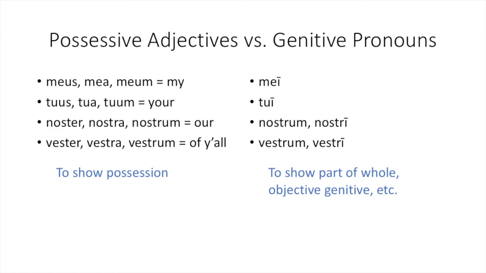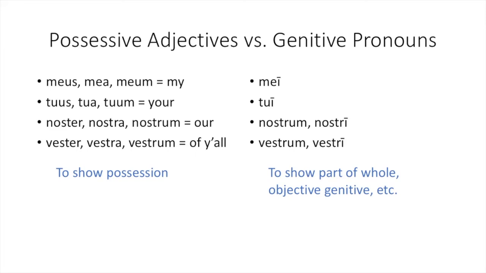And to refresh your memory, what do we mean by possessive adjectives? Well, with pronouns, instead of using mei or tui or nostrum or nostri or vestrum or vestri to show the genitive of possession, we use an adjective. Meus for my, tuus for your, noster, nostra, nostrum for our, and vester, vestra, vestrum for of y'all.